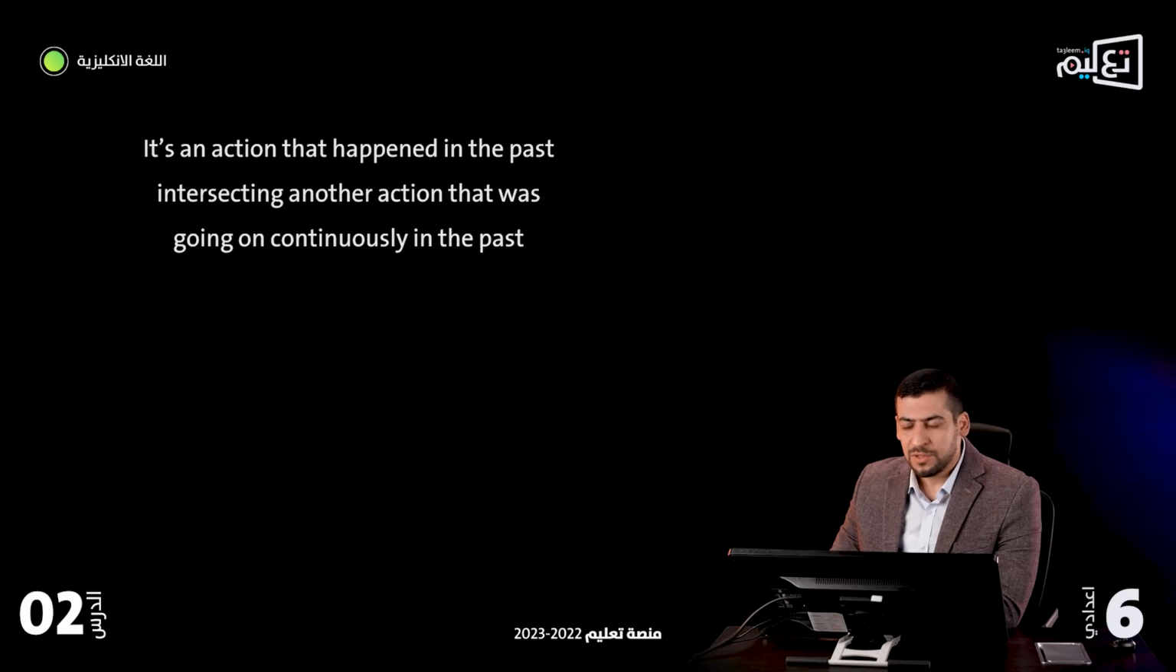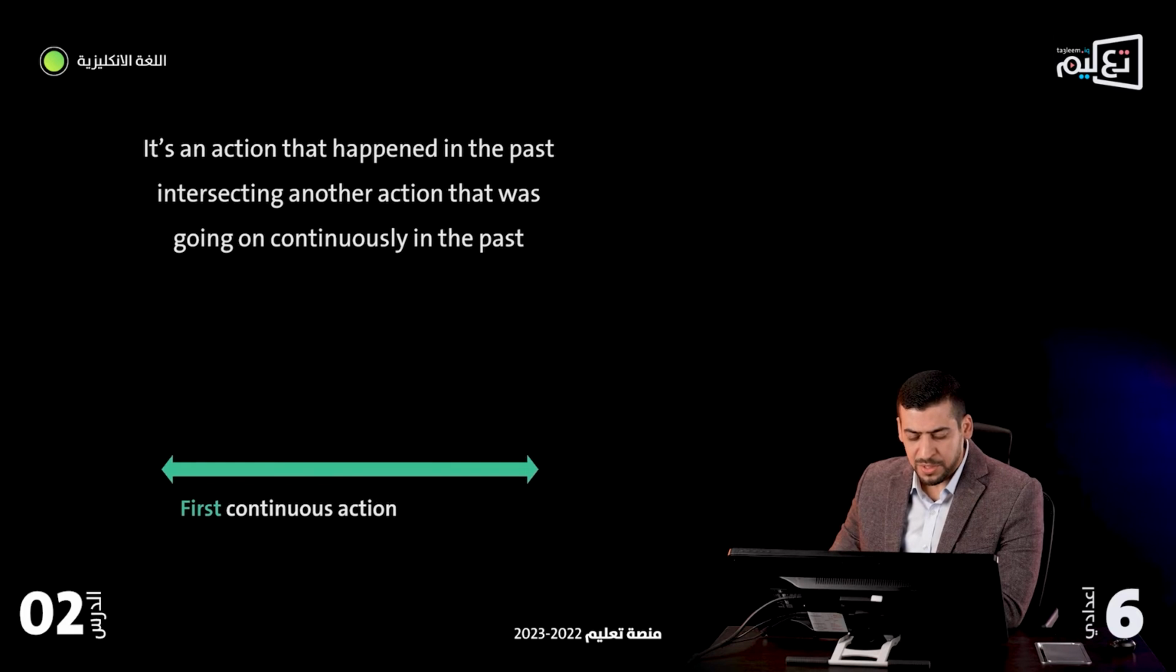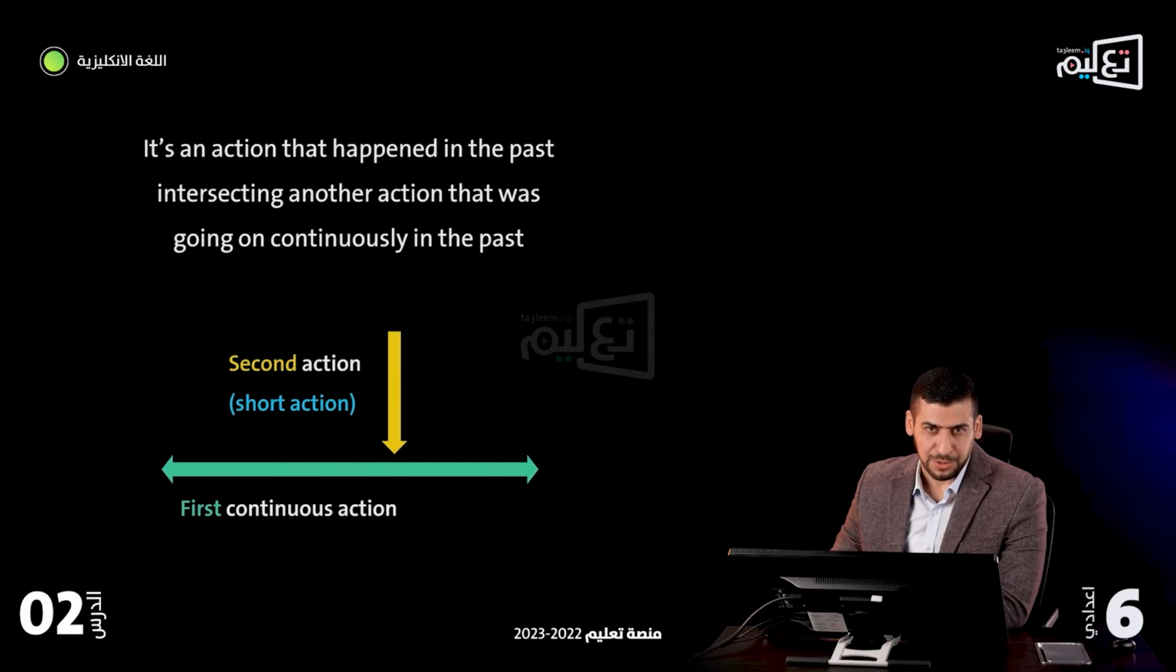Let's see in a different way. Let's see this graphic. Imagine this arrow is representing the continuous action that was happening in the past. Of course, the period of time here doesn't matter, whether it was a long action or a small action. What matters is that another action comes in the middle of it and intersects it. As you can see, we can name the small or second action the short action. And the previous action that was going on continuously, we can call the long action.